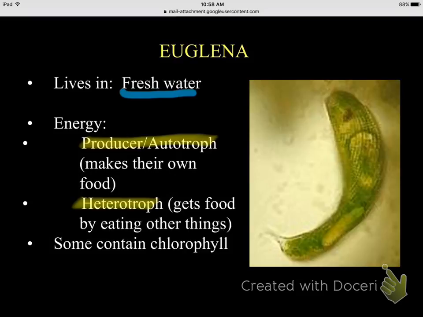Most euglenas contain chlorophyll, and chlorophyll is this greenish color that you see here in the euglena. It's a pigment that turns it a green color, and these specific protists do have chlorophyll in them.